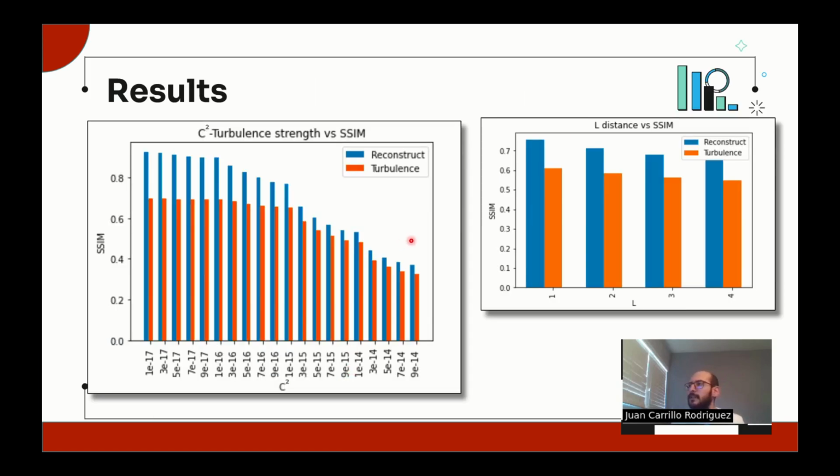This is another stratification of the data set. Depending on the C squared, that is the amount of turbulence, we can see that the improvement is also greater here. And when we are getting worse images to reconstruct, it's harder because we don't have enough information. And this is depending on the distance.